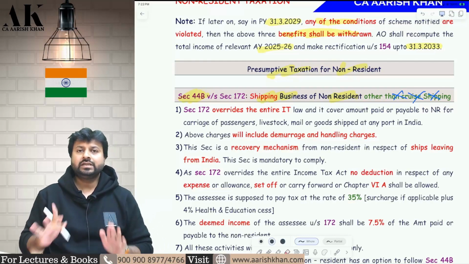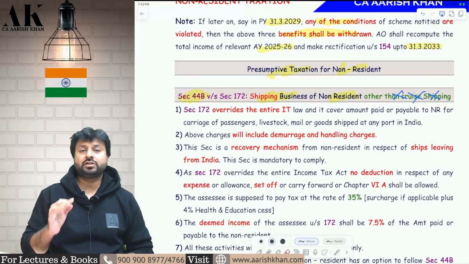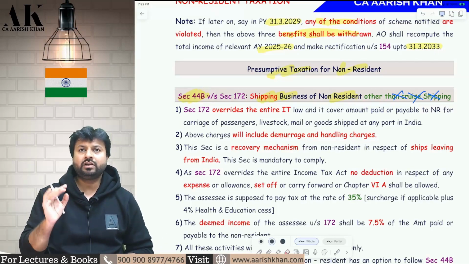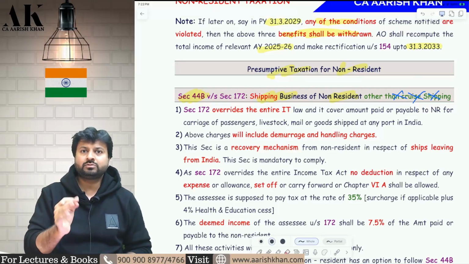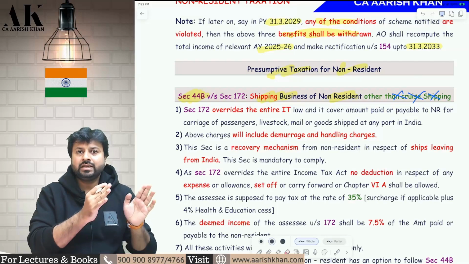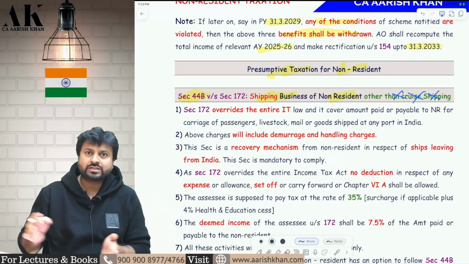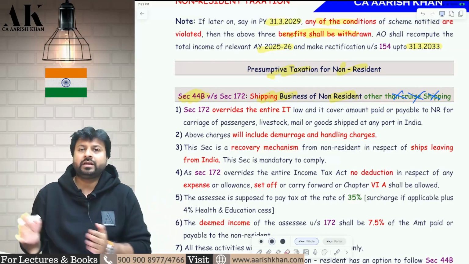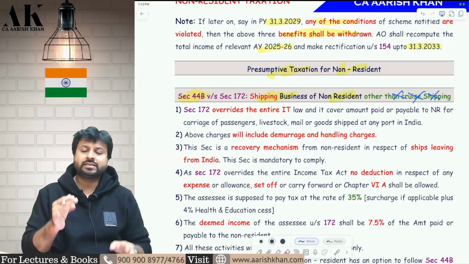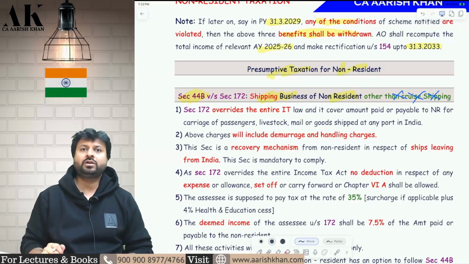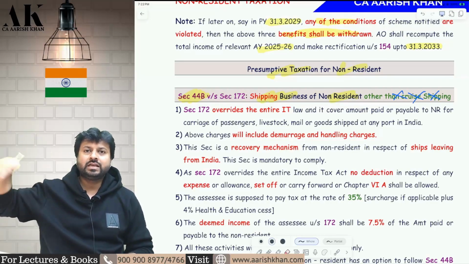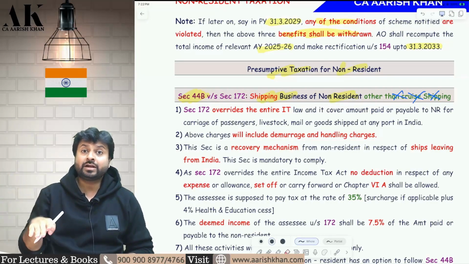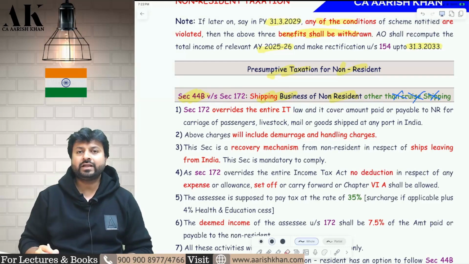Now, in this case, there is a lot of problem in collection of tax. Suppose a non-resident ship owner lives in Singapore. He comes to Bombay or Chennai, loads people, goods, and livestock from here, and earns 1 crore rupees. Then he goes out of India, and when he will come back, nobody knows. So how will the government of India collect tax from him?